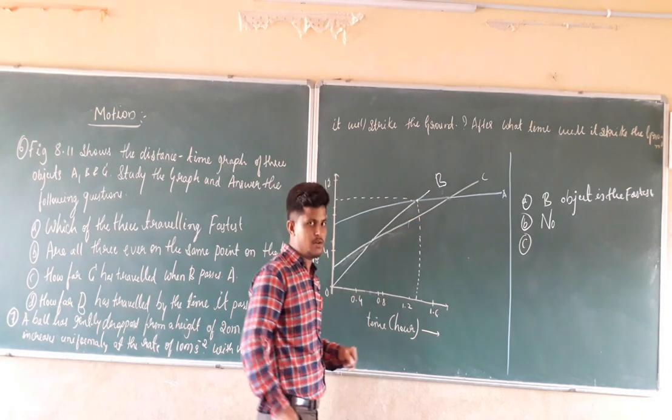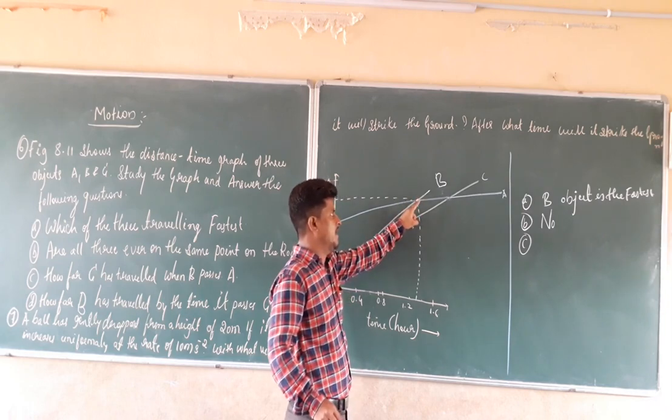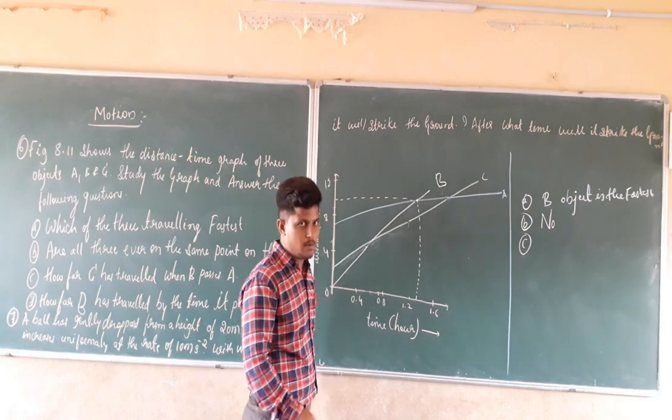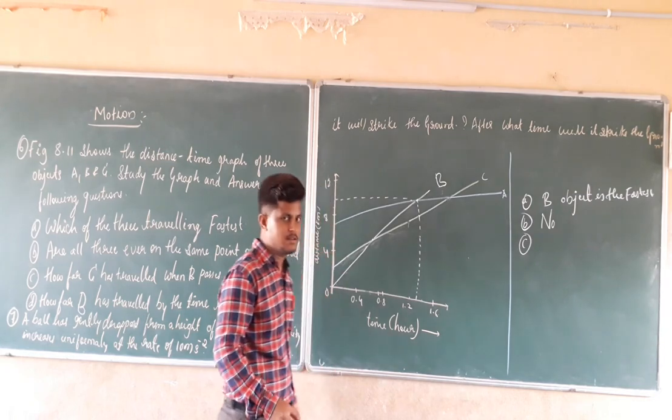So then what do we have to calculate? We have to calculate, at this point of time, the distance traveled by C. The distance traveled by C will be what? The time will be the same here. At this point, we have to calculate the distance traveled.